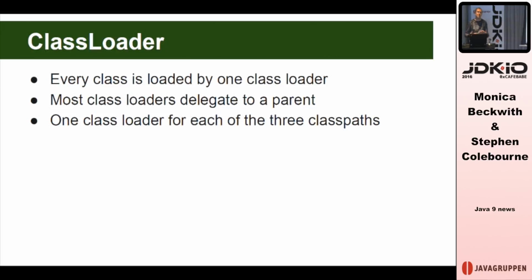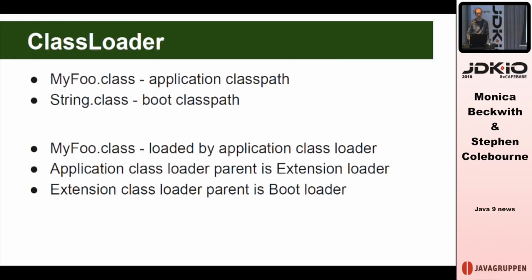So how do these classes actually get loaded? Well, that's what the class loaders are for. Each class is loaded by one class loader, and a class loader is typically delegating to its parent. So you say, where is my Person class? Is it in this class loader? If I don't find it there, I'll look in the parent one. So where's the String class? Well, it's not in mine. I keep on looking up until I find the boot class path loader. So there's a class loader for each of those 3 class paths we talked about: boot, extension, and application. So my Foo class is in the application class path, String class is in the boot class path.